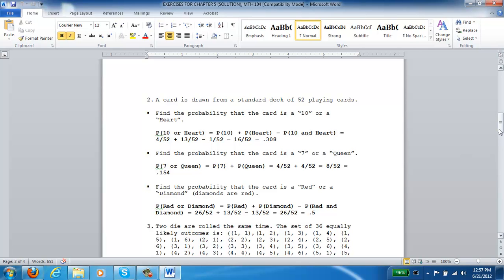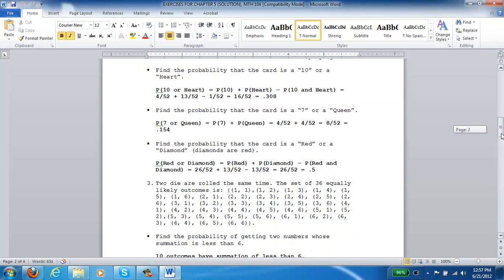What is the probability to have a 7 or a queen? We have 4 sevens and 4 queens. So the answer is 8 over 52, 0.154. And the third question, what is the probability to have a red or diamond? And I wrote in a parenthesis that diamonds are red. So the probability to have a red will be 26 over 52. The probability to have a diamond is 13 over 52 minus the 13 red diamonds. So the probability is 26 over 52 or 0.5.